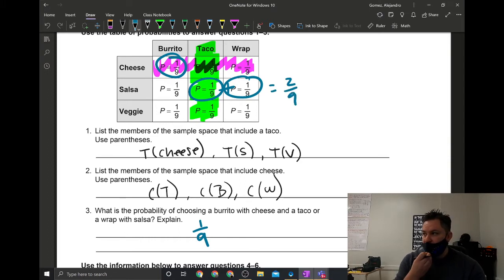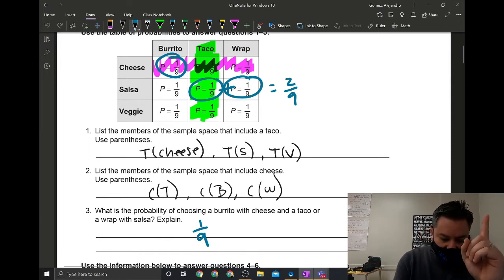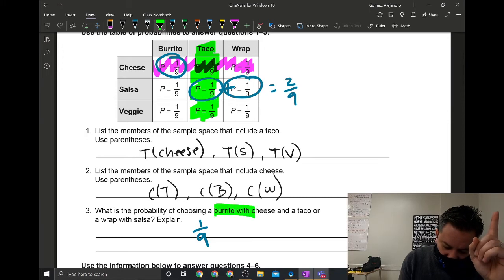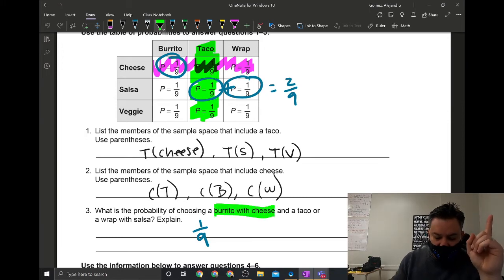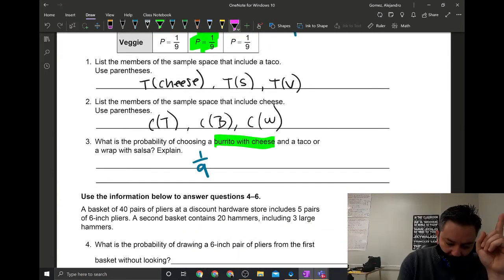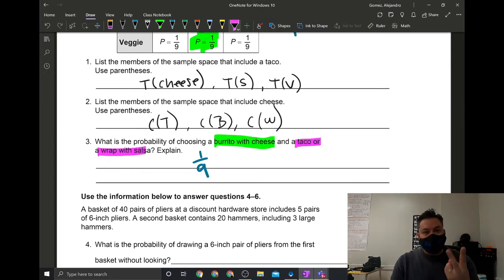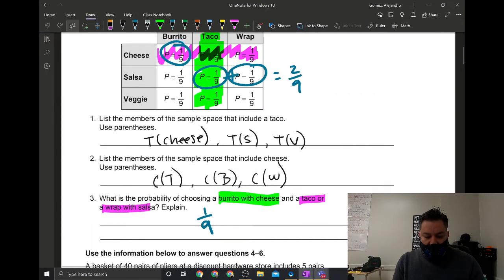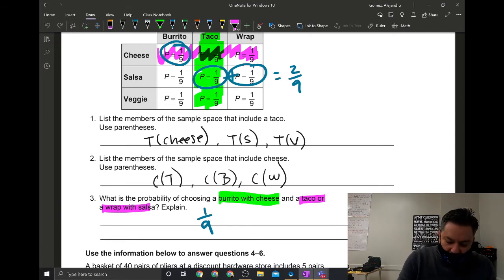2 9ths. So the probability for one event, which is the burrito with cheese, that's the first event. The second event is going to be a taco or wrap with salsa. That's the second event. Now, we have 2 possibles for the taco and wrap with salsa, so that is 2 out of the 9. We selected them, and every one of them is 1/9. So the other one is going to be 2 9ths.